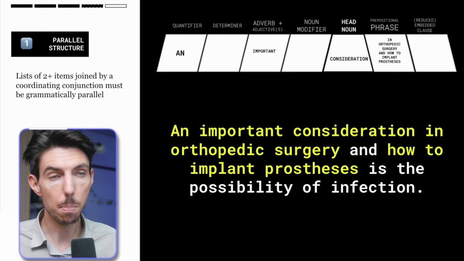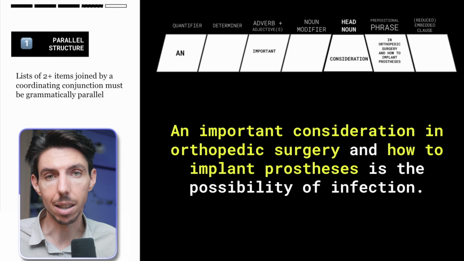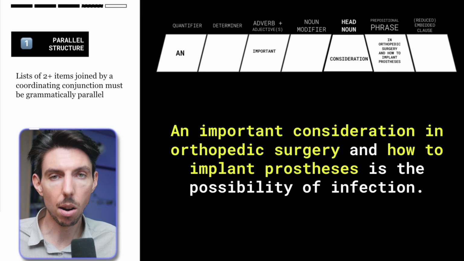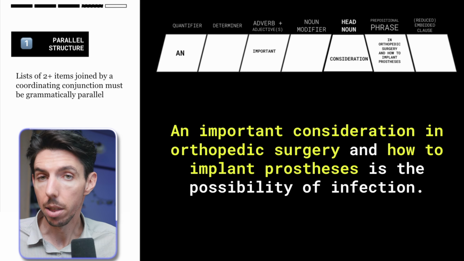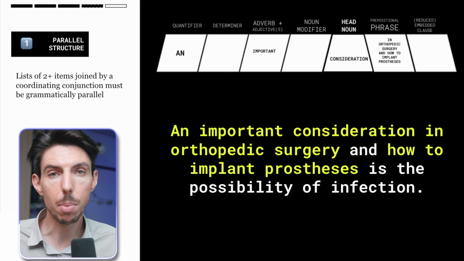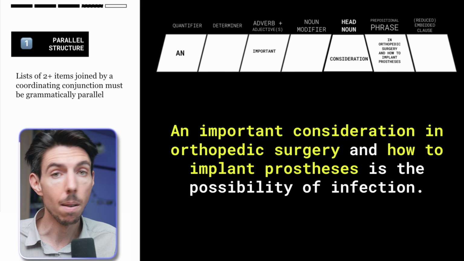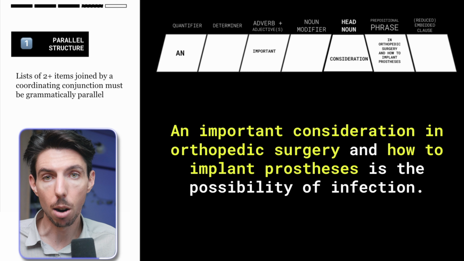Well, maybe you caught it, but in the case of parallel structure, we know that whenever we're giving a list of 2 or more items, the items in that list need to be grammatically parallel. In other words, they need to be from the same part of speech. If it's going to be nouns, all the units in that list must be nouns. If they're going to be verbs, fine. Phrases, clauses, doesn't matter. The point is that every member in that list is from the same part of speech.